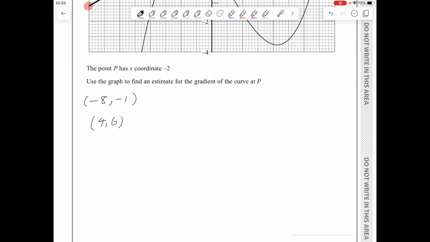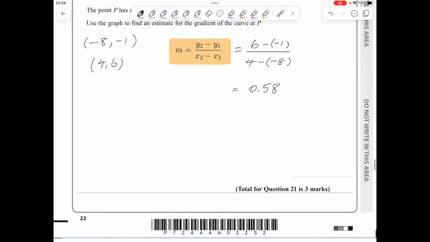So to find the gradient, I'll use the following formula. So let's substitute the numbers. So 6 minus -1 over 4 minus -8. This gives me 0.58. Now note that the mark scheme accepts any value between 0.2 and 0.8.